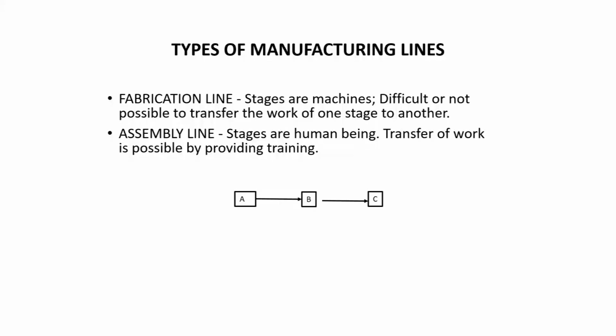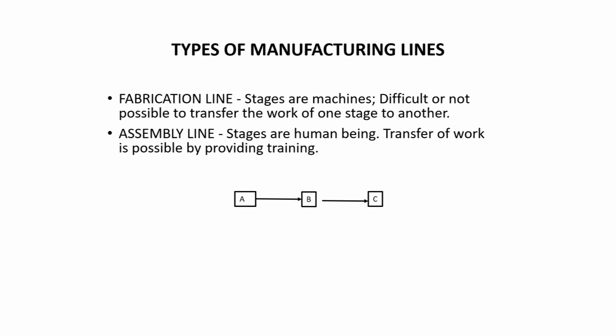When we say flow line, there are two types of line we talk about. One is called fabrication line, second is called assembly line. In fabrication line, the workstations are basically machines, technology is there, whereas when we say assembly line, there the workstations are human resource. Why do we differentiate the two lines? In fabrication line, sometimes it is difficult to transfer the work from one workstation to another, whereas in assembly lines, where the human beings, workers are the major resource, by giving the training, we can shift the workload from one workstation to another. Before doing that, let us understand why we are doing the line balancing.